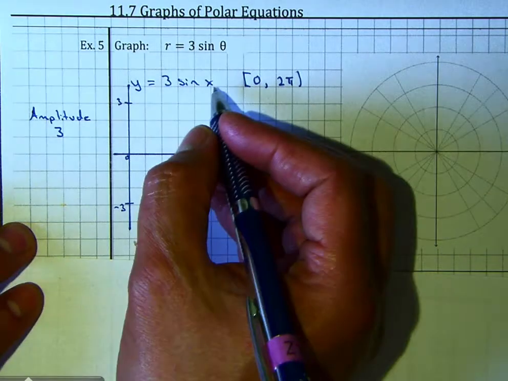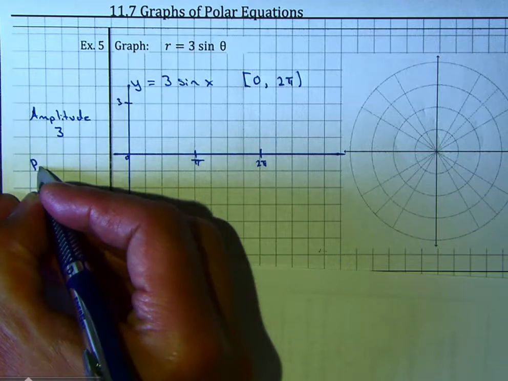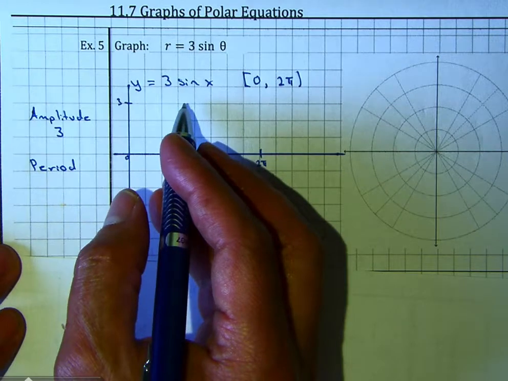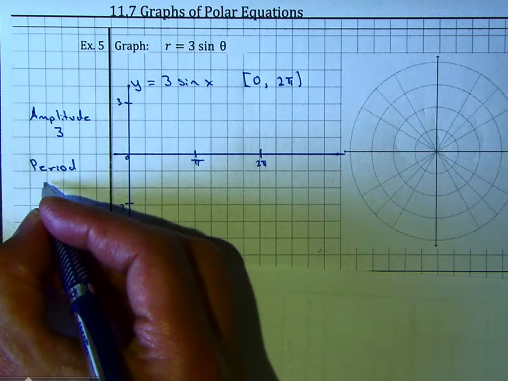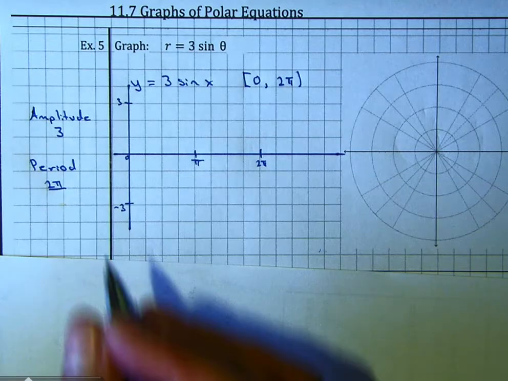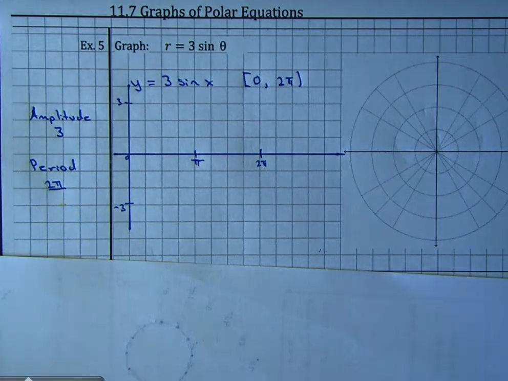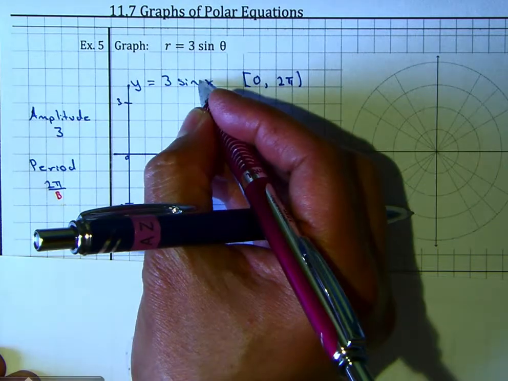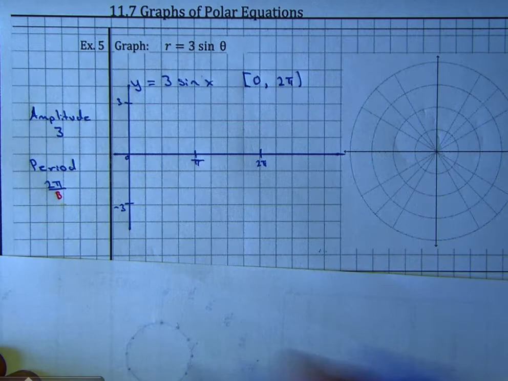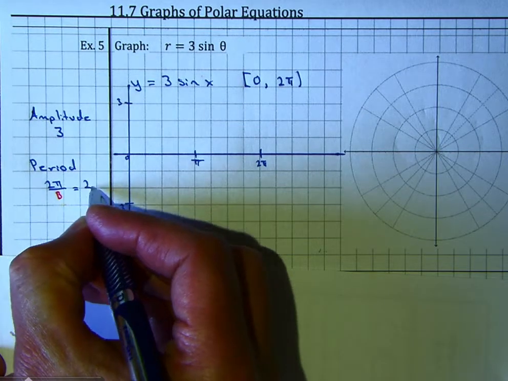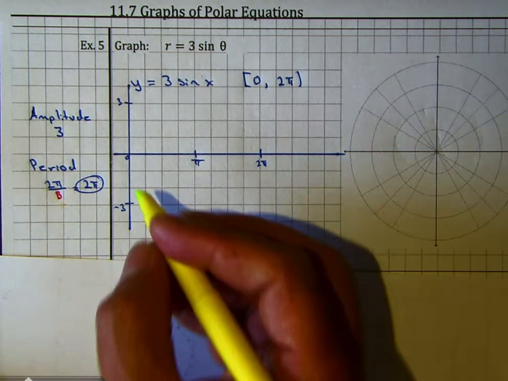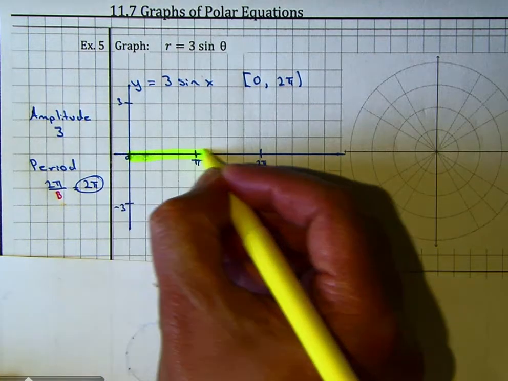There's no phase shift, but we need to be able to find our period. Do you guys remember your formula for your period? For sine and cosine, secant and cosecant, your period is 2 pi over b. And what is the value of b in this case? B is just a coefficient of 1. So therefore it will be 2 pi over 1, which is 2 pi. That means that your sine curve, an entire rotation, will be from 0 all the way up to 2 pi.